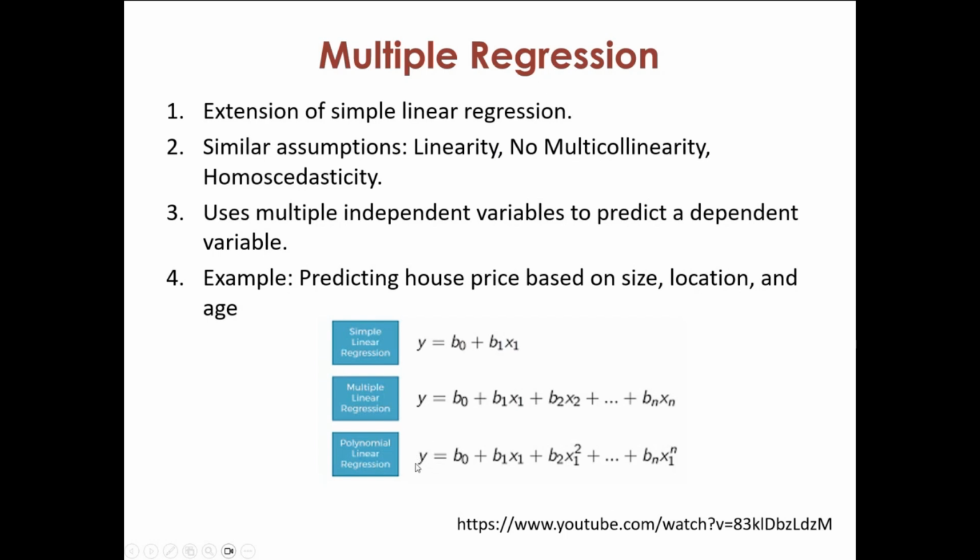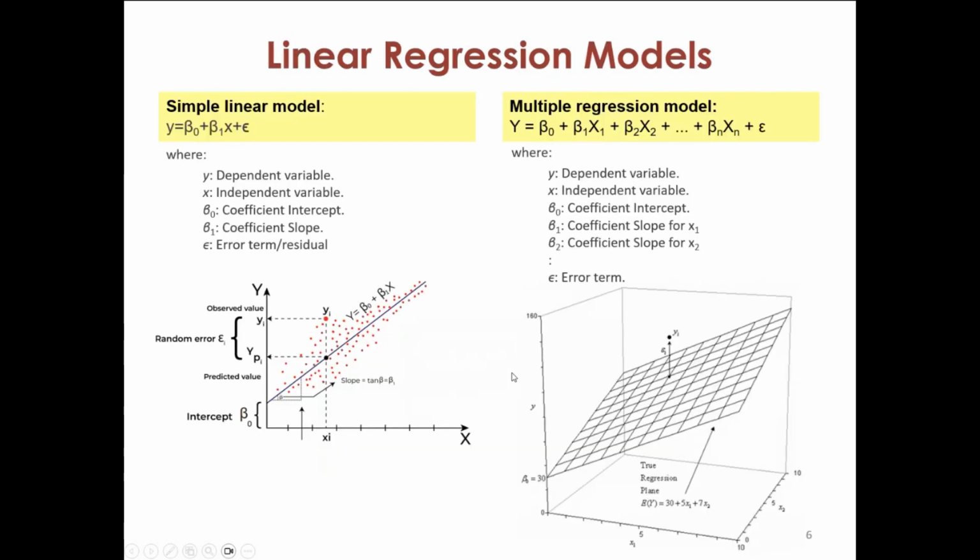Polynomial and linear regression are related because they encompass multiple factors, but polynomial regression also considers the power of the factors. Not just a single power, it can cover quadratic, cubic, and so on. But let's forget this for now. We're just looking at multiple linear regression.